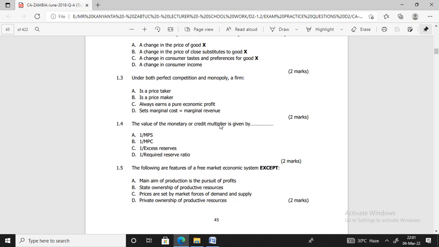1.5. The following are features of the free market economic system except. So features of free market economic system. Main aim of production is to pursue profits. That's okay. That's fine. It's a feature of a free market economic system. Then state ownership of productive resources. No, that's not a feature of a free market economic system.